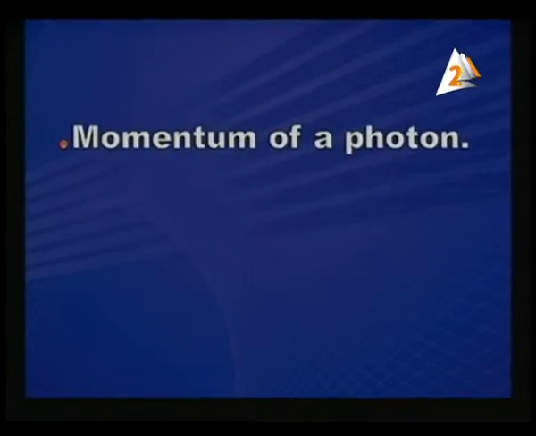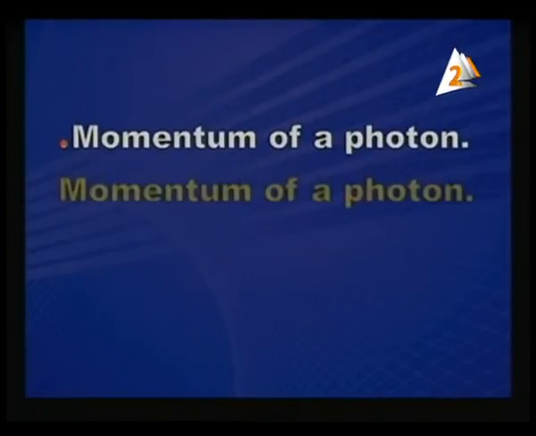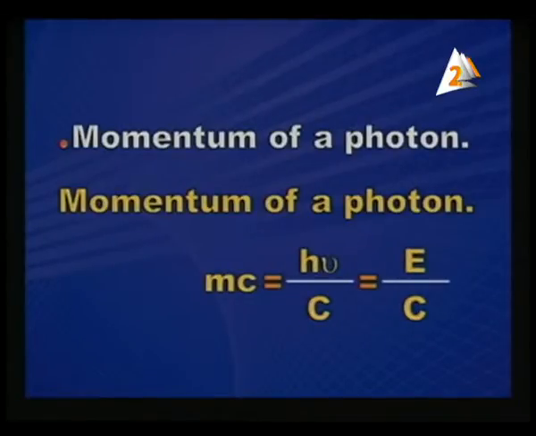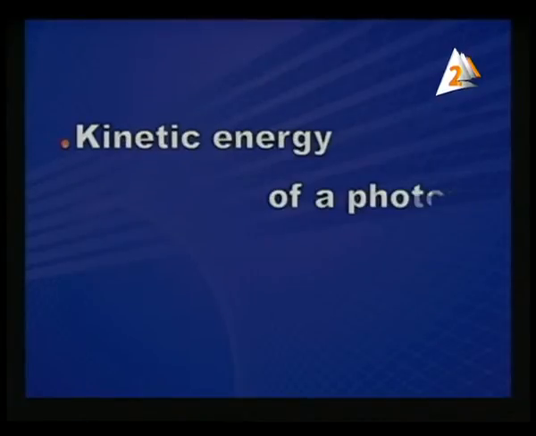And what about the relation that gives momentum of a photon? Momentum of a photon is given by the product of mass and velocity. Velocity of the photon is denoted by c, so it is equal to mc. And of course, it is equal to h nu over c. Not c squared. C squared means mass. And we can say it is equal to E over c.